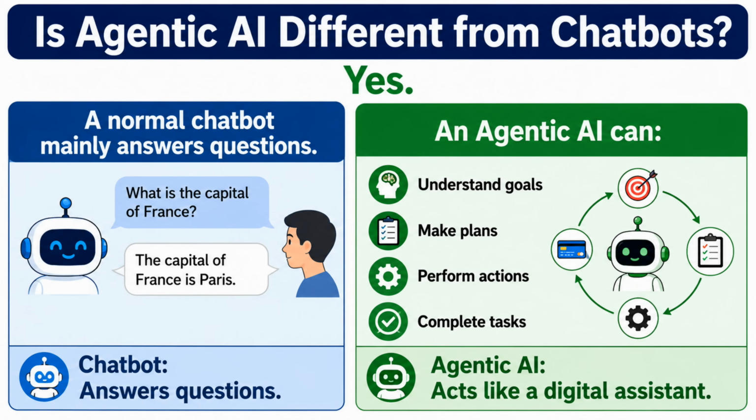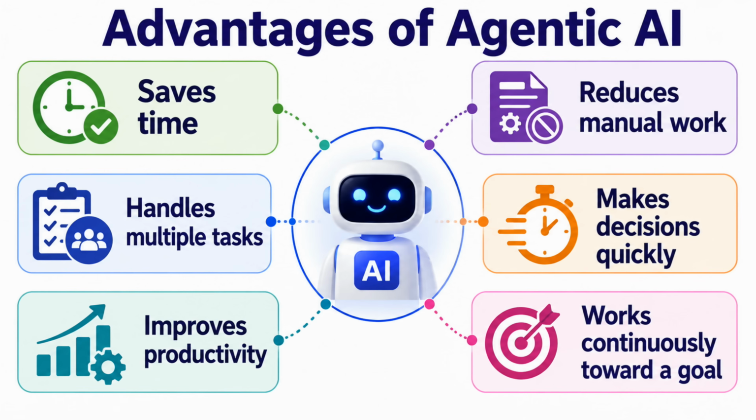Now the question is, is agentic AI different from chatbots? The answer is yes. A normal chatbot mainly answers questions. An agentic AI can understand goals, make plans, perform actions, and complete tasks. Agentic AI acts like a digital assistant. What are the advantages of agentic AI? Saves time, reduces manual work, handles multiple tasks, makes decisions quickly, improves productivity, works continuously towards a goal.